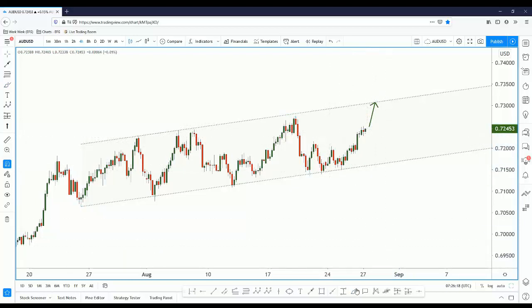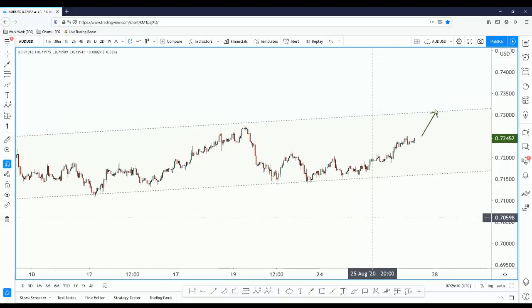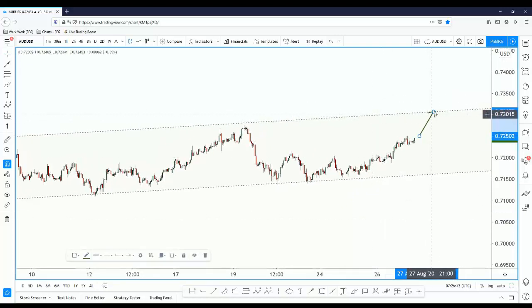The first scenario is that price makes a short-term pullback to the graphical overlap, and then it continues its rise. The other scenario is that price just makes a push up towards the channel resistance. It's a bit hard to see the levels here, so let's just quickly go down to the 1 hour. The 1 hour is definitely easier to see.